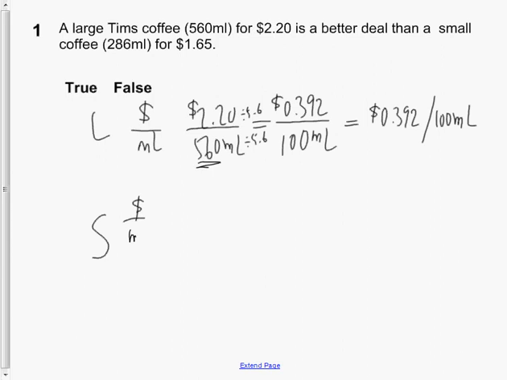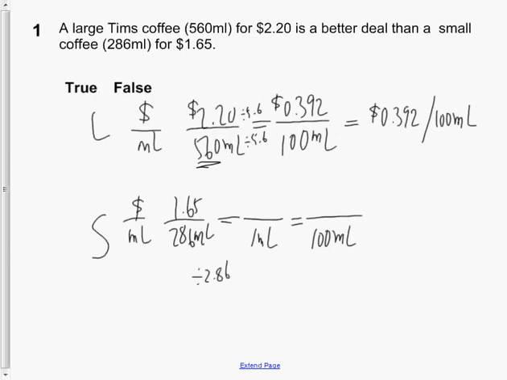A small coffee, on the other hand, is $1.65 for 286 milliliters. Now this one might seem more difficult to get to the 100, so I'm going to show you how to do it using the unit rate. So I'm going to make it equal to the cost per 1 milliliter and then the cost for 100 milliliters. Now just to be sure, you could divide by 2.86 and 2.86 and that'll get you 100.